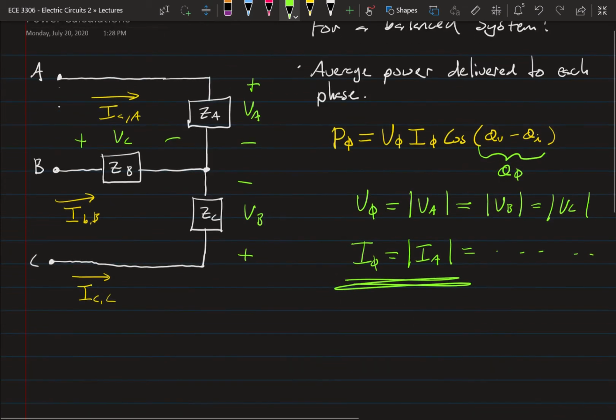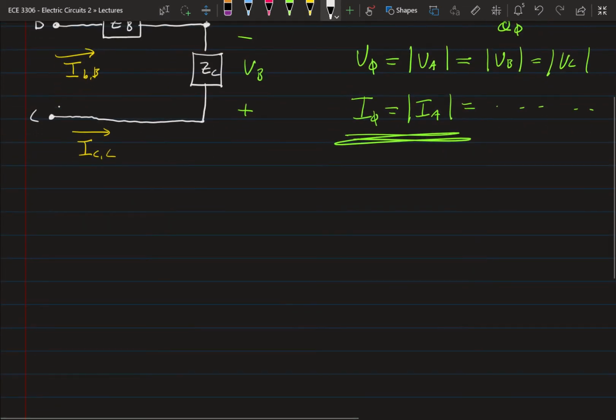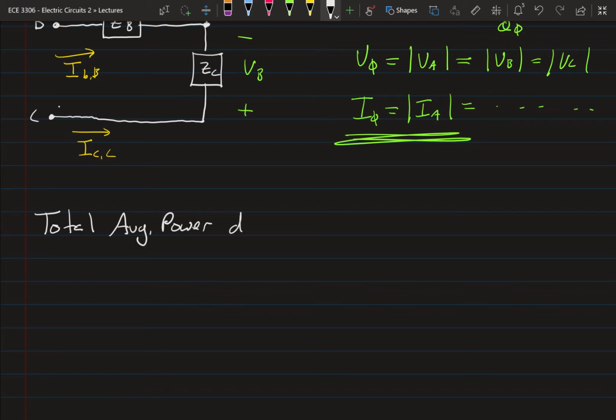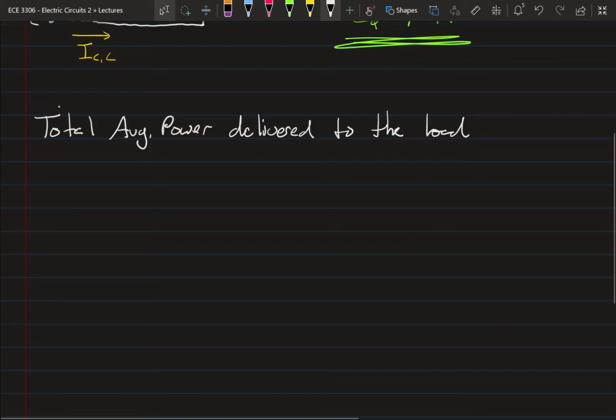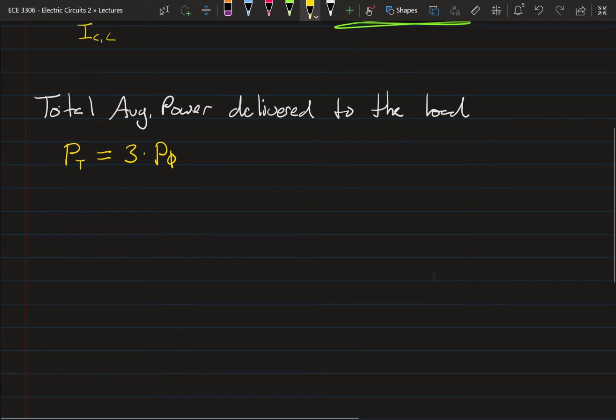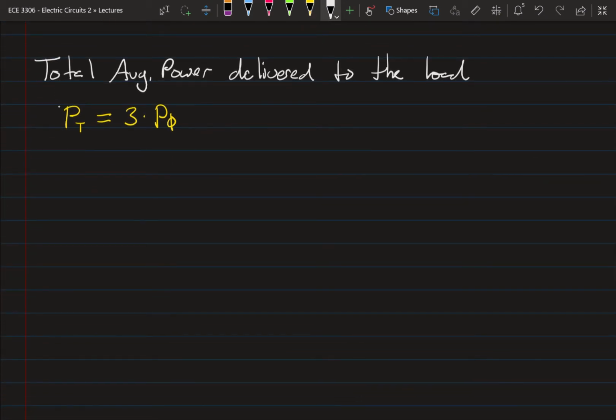So if that's our average power delivered to each phase, then the total average power delivered to the load, we'll call it P_T, is super simply 3 times the average power delivered to each phase. And then next up, remember we had total real power in watts and total reactive power in VARs. So if we have total real power, that's our P, we're going to call it P_T as well.